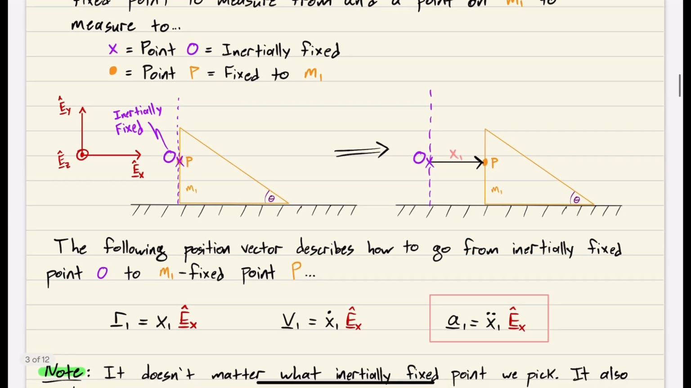So my notation I chose to use was, I'm going to use this purple X for point O, which is going to be inertially fixed. It's going to be fixed to ground. And then I'm going to use this orange dot, and I'm going to call that point P, and it's going to be fixed. That's the point that's fixed to m1.